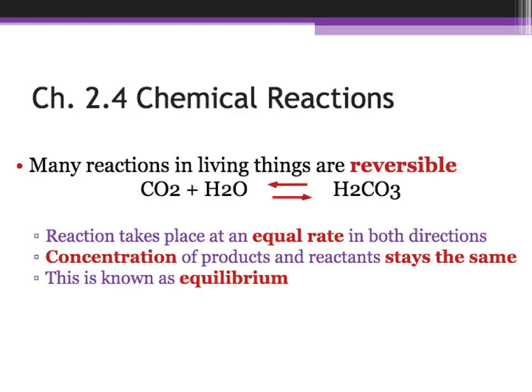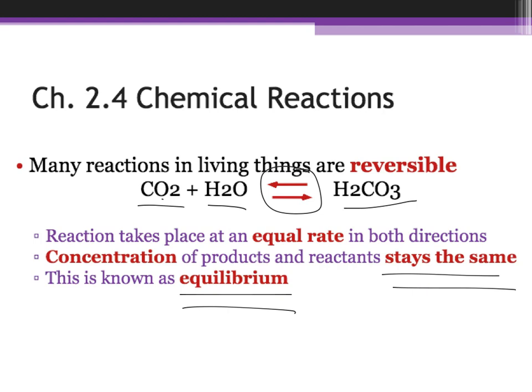Alright, so many reactions in living things are going to be reversible. If it's reversible, you can see arrows that go in both directions. So the conversion, in this case of carbon dioxide and water into H2CO3, is going to be reversible, going in both directions. The concentration of products and reactants is going to stay relatively the same, and this is known as chemical equilibrium. So at equilibrium, you reach a stable point, and the concentrations remain the same.